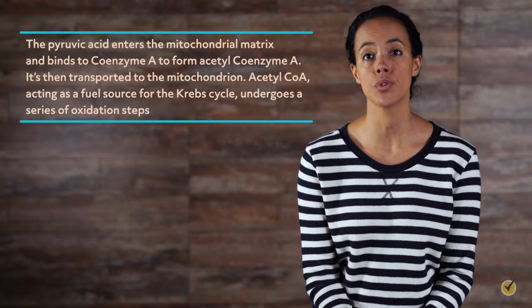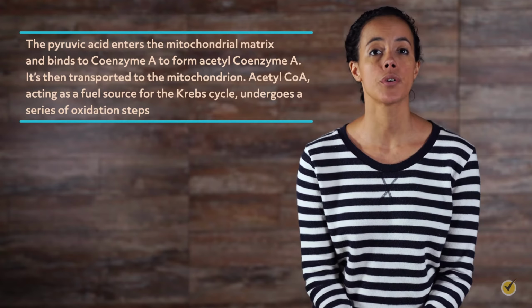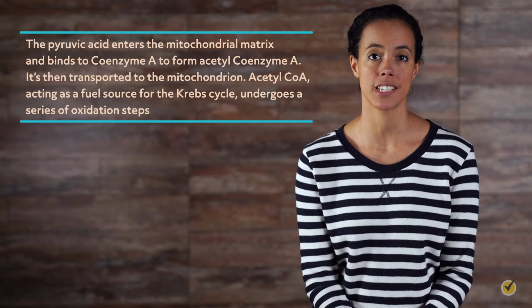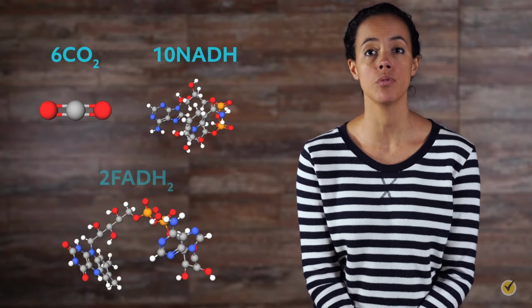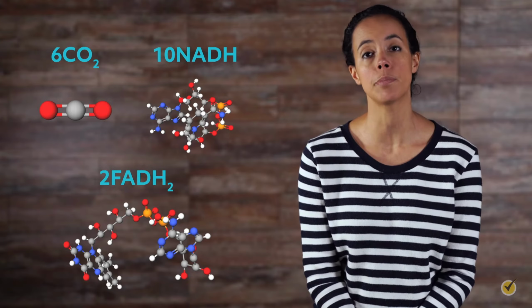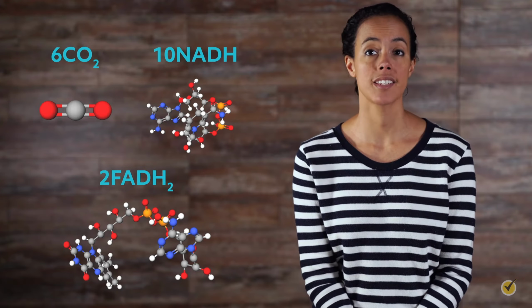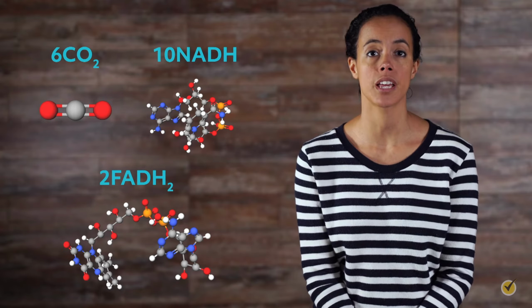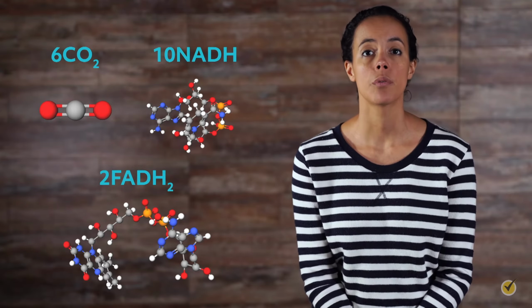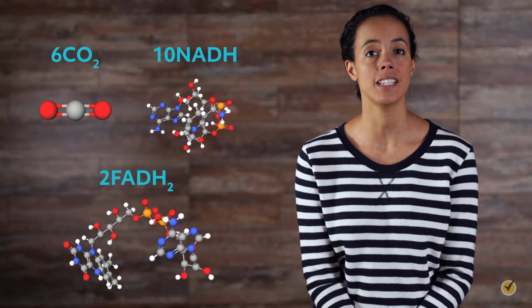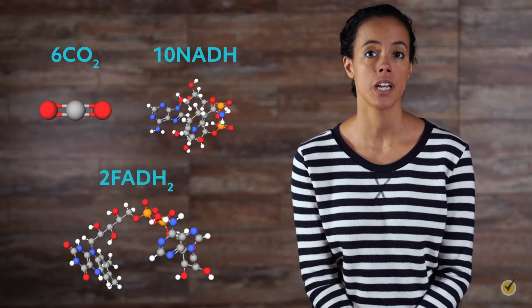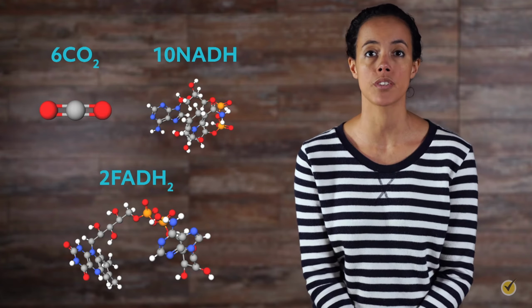Acetyl-CoA, acting as a fuel source for the Krebs cycle, undergoes a series of oxidation steps. Between the two processes of glycolysis and the Krebs cycle, 6 CO2 molecules, 10 NADH molecules, and 2 FADH2 molecules are produced in total. The next step involves electron transport in the electron transport chain, where oxygen is reduced by NADH and FADH2 to generate a proton motive force for the formation of ATP molecules.